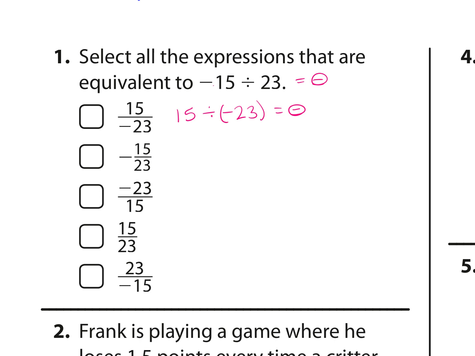So the first one is equivalent, as is the second one, because it's just a negative 15 over 23. The problem with this third one is the order swapped. The fourth one is a positive, so that is incorrect. And then the last one, the order is swapped.